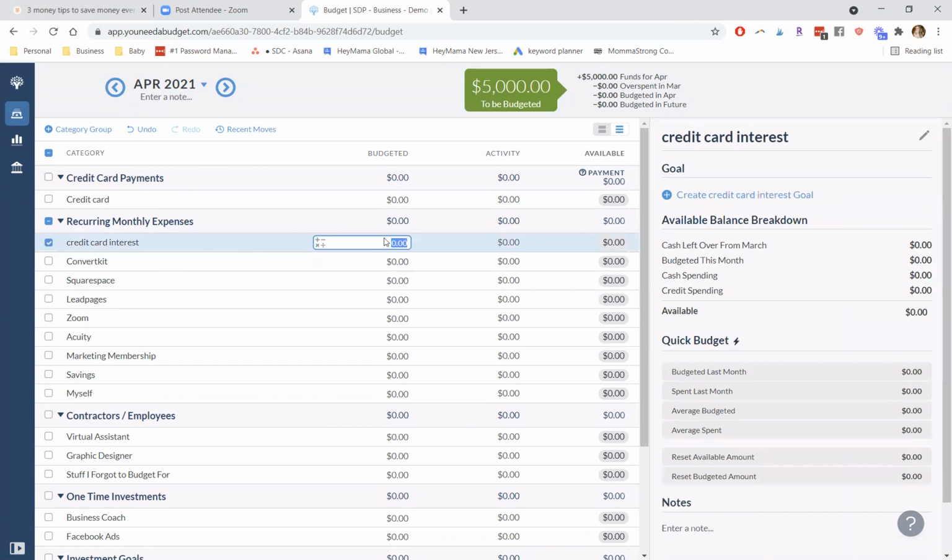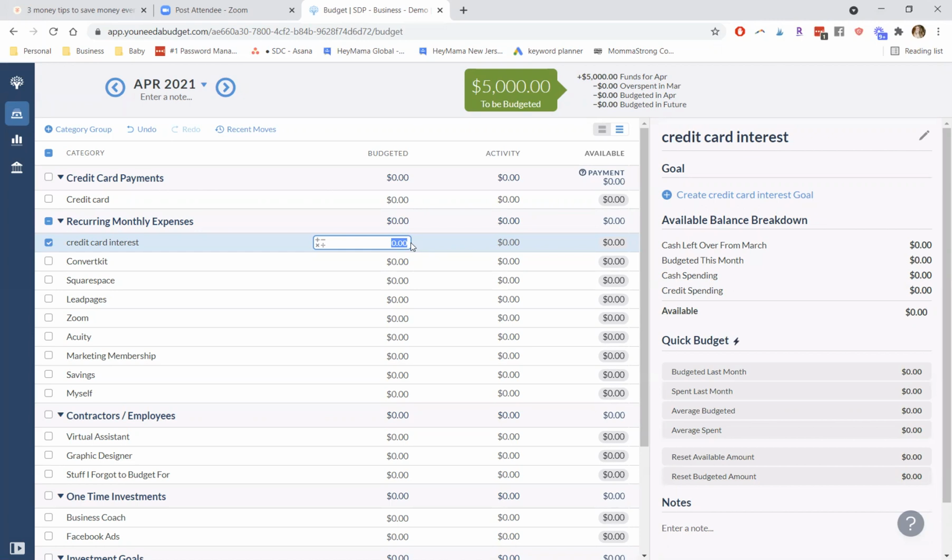So let's say, for example, we have a little tip for you guys that are also in credit card debt. Put credit card interest in your budget. If you aren't using You Need a Budget and you're just going off the top of your head, thinking, I have to make my minimum credit card payment, maybe it's $150, but you're not accounting for that interest, that's why your balance keeps going up and up and up. Huge tip right here for anybody who never added that in.